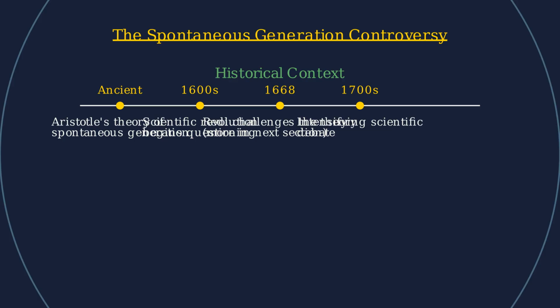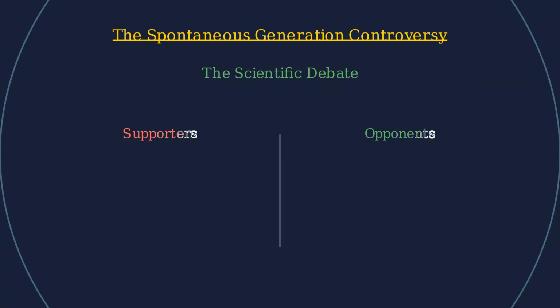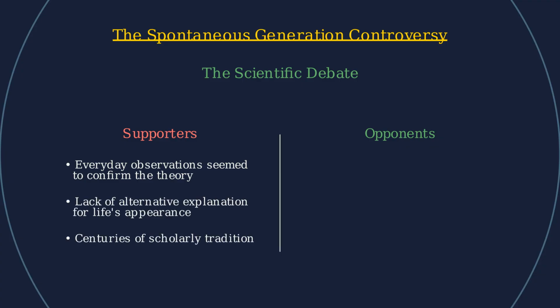Throughout the 1700s, the debate intensified as scientists on both sides performed various experiments. Finally, in 1859, Louis Pasteur's elegant experiments definitively disproved spontaneous generation. The controversy sparked intense scientific debate. Supporters of spontaneous generation cited everyday observations that seemed to confirm the theory.